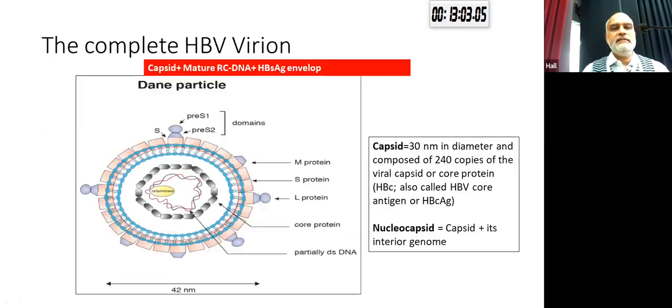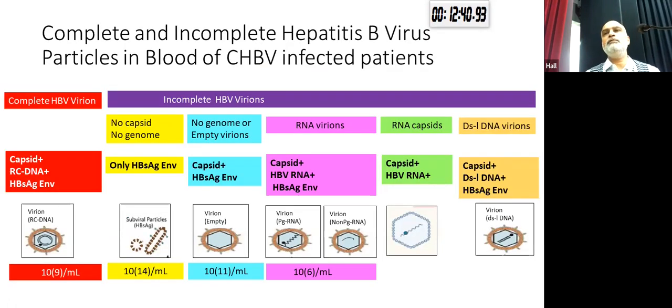So what is the basic science? This is the whole virion. There are three parts. Outside there is the envelope, which has three types of envelope proteins: small, large, and medium. This is the capsid, and inside the capsid there is a genome. This is the complete virion, but there are many incomplete forms also circulating throughout the blood. If all these three are present, that is a complete virion. The genome in the normal virion is RC, that is relaxed circular DNA.